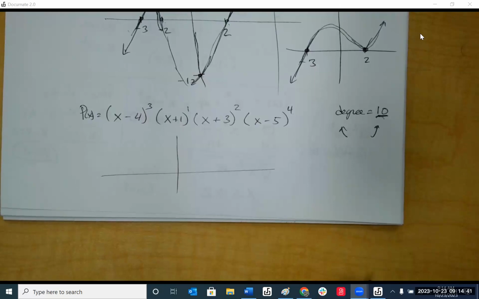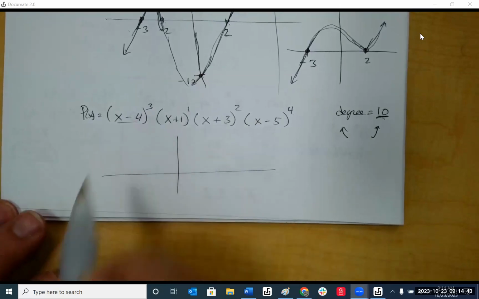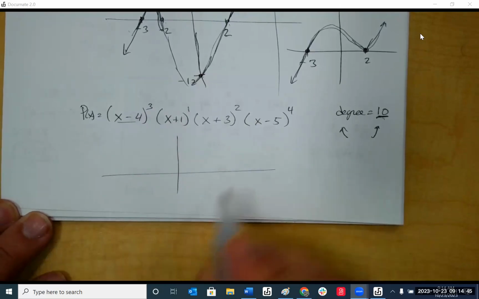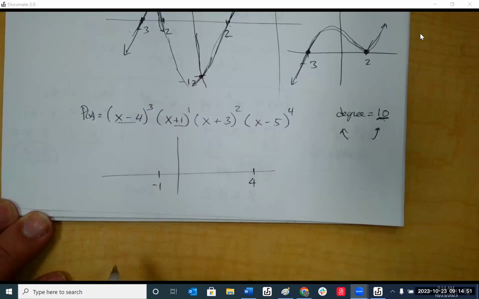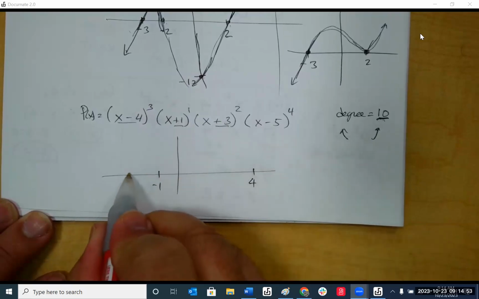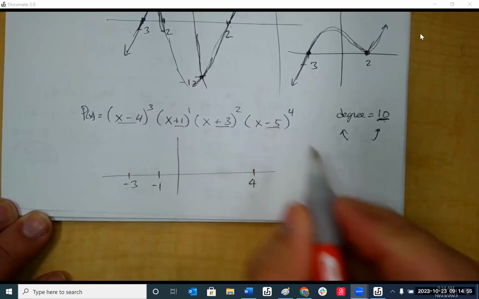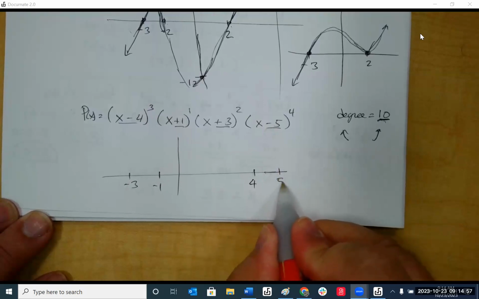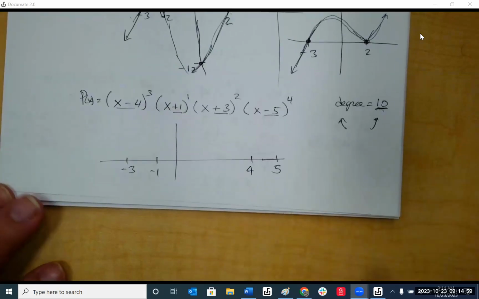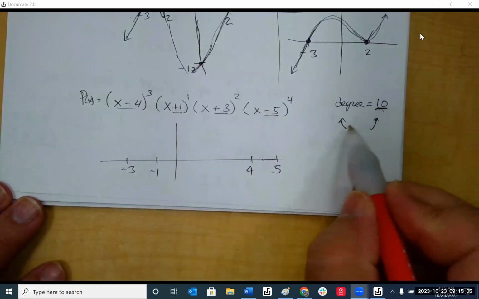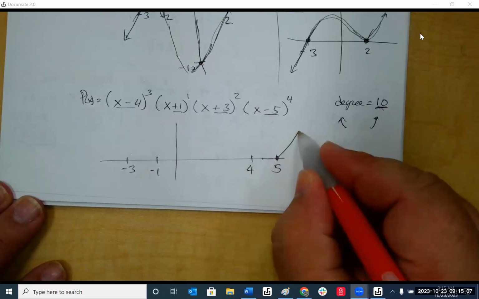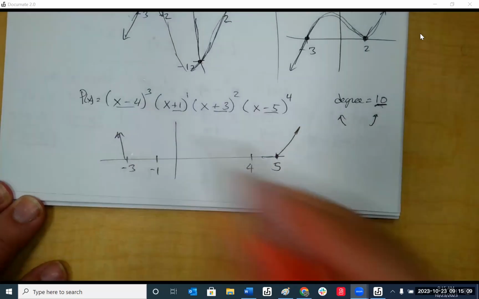So where are my x-intercepts? Where is this one going to be? At 4. This one, -1. This one, and this one. Remember, it's always the opposite sign inside the parentheses. The degree is 10, so both ends point the same direction. They both point up.